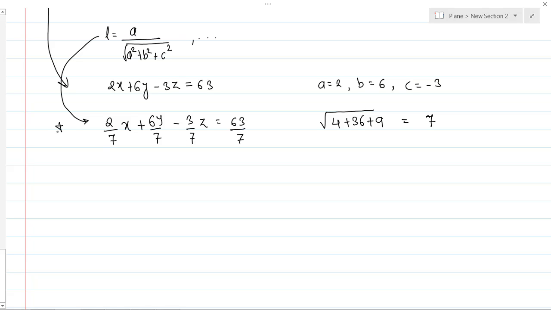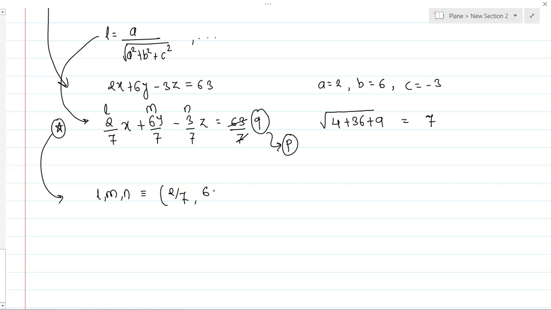In this step I am dividing on both sides by 7 to get the normal form of the plane. So this becomes the l, this becomes the m, and this becomes the n. What will be this? 63 by 7 is nothing but 9. So this is nothing but the distance of the plane from the origin. Here in this equation, l, m, n will be equal to 2 by 7, 6 by 7, minus 3 by 7, and the value of p is nothing but 9.